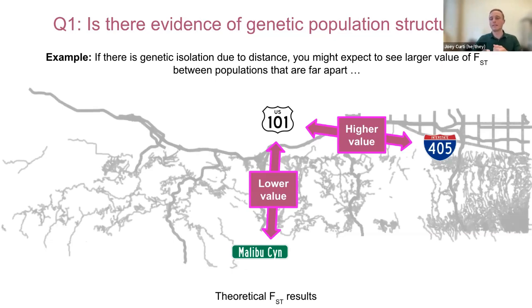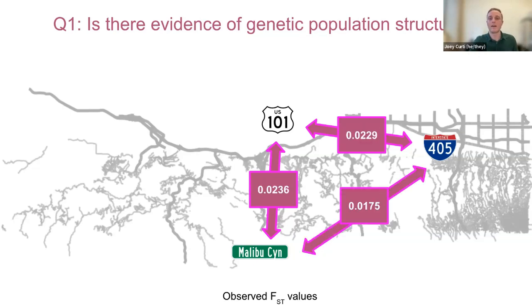So basically, samples that are further apart are more genetically distant just because they're further away. You might expect to see really large values of FST between populations that we sample that are really far away, when you compare them to populations that are really close together. So you might see higher values of FST between the 101 and the 405, and lower values between the 101 and Malibu Canyon Road.